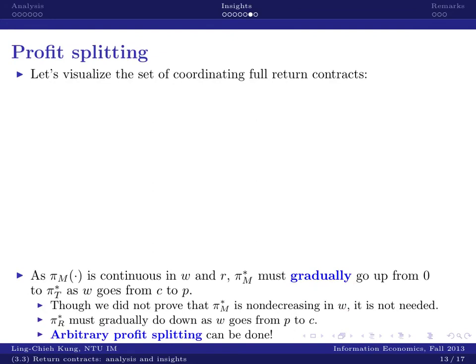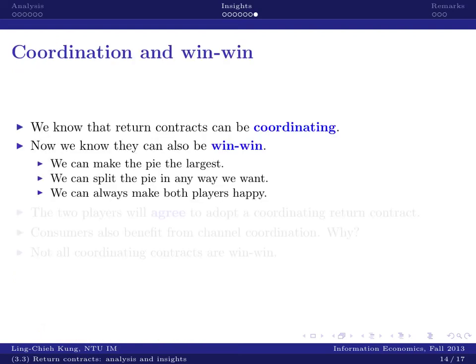Also, pi r star must also gradually go down as W increases or as R increases. So we say we can achieve arbitrary profit splitting. And that means there is a way to achieve the coordinating contract. Everyone would agree with that. So we know the return contract can be coordinating. And here coordinating means inducing the retailer to choose the system optimal quantity. And that means the pi is maximized.